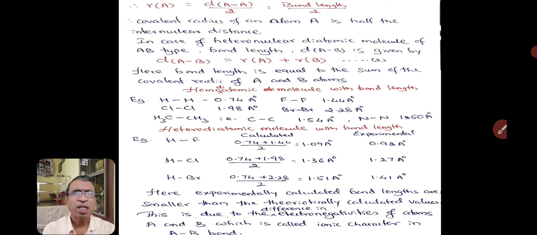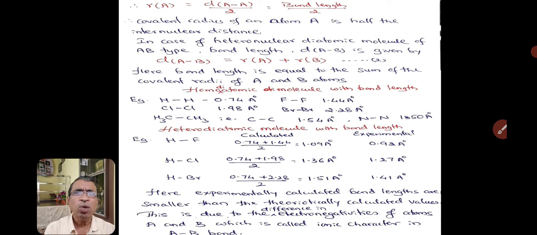Let us take some examples of homodiatomic molecules with bond length. The bond length of the hydrogen molecule is 0.74 angstrom. Bond length of fluorine is 1.44 angstrom. Chlorine is 1.98 angstrom. Bromine is 2.28 angstrom. In ethane, between the two carbon atoms it is 1.54 angstrom. In nitrogen, between the two nitrogen atoms it is 1.50 angstrom.